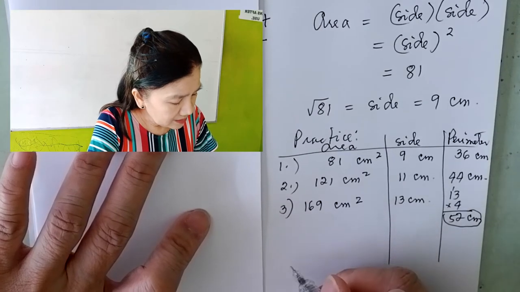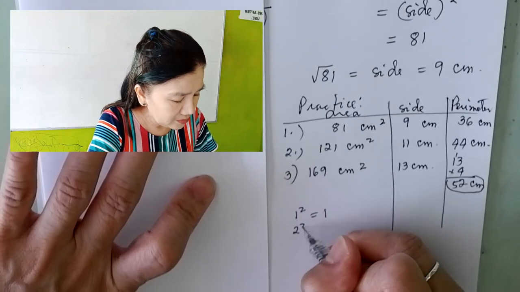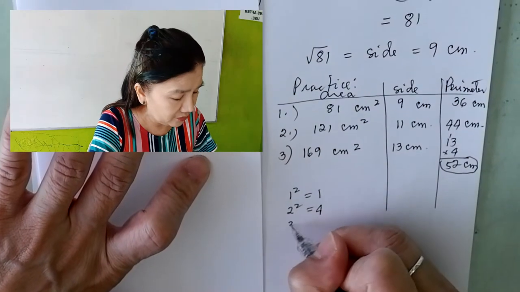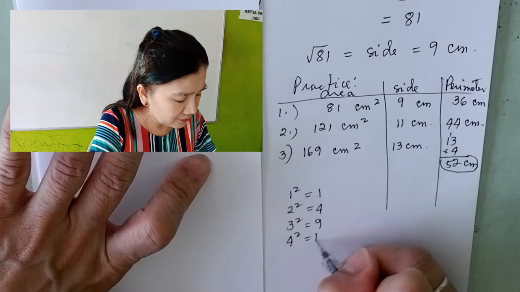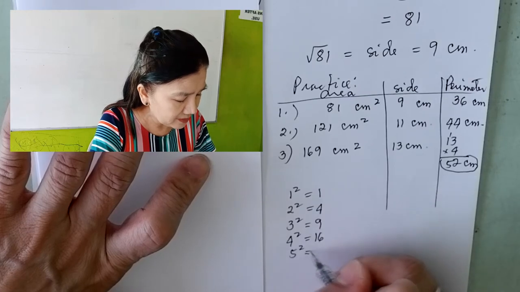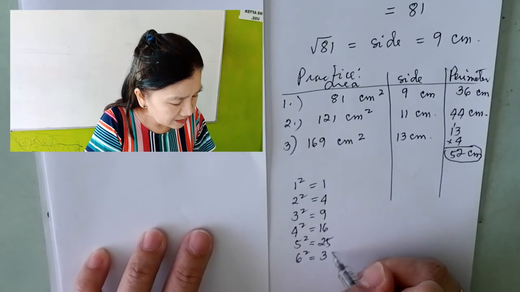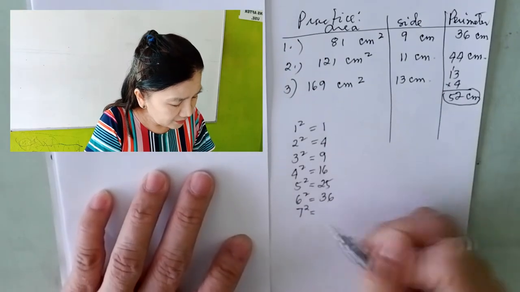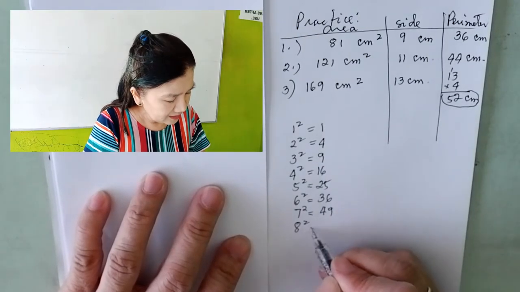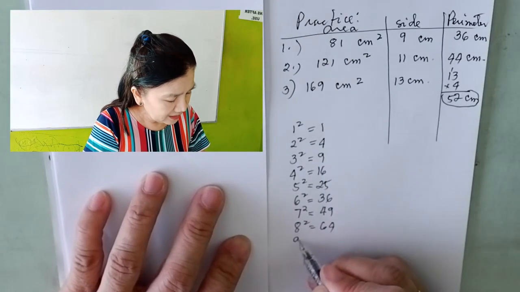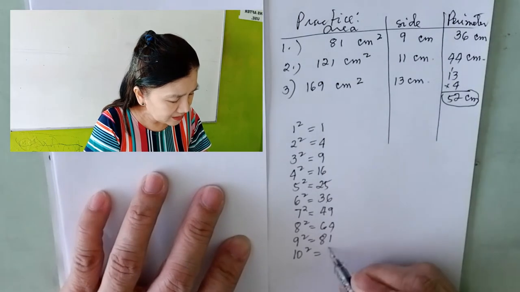Okay, let's say we have 1 squared, you know it's 1. What about 2 squared? That is 2 times 2 is 4. 3 squared is 3 times 3 is 9. 4 squared is 4 times 4 is 16. 5 squared is 5 times 5 is 25. 6 squared is 6 times 6 is 36. 7 squared, 7 times 7 is 49. 8 squared, 8 times 8 is 64. 9 squared, 9 times 9 is 81. 10 squared, 10 times 10 is 100.